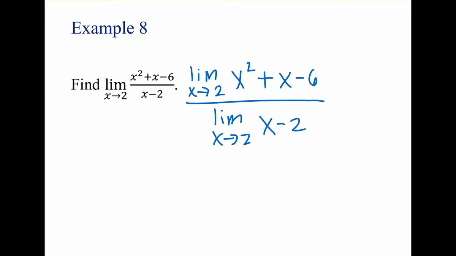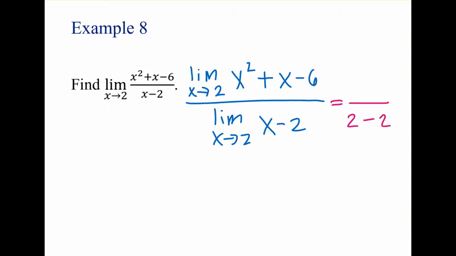Find the limit as x approaches 2 of x squared plus x minus 6 over x minus 2. Like in the previous example, we can use our quotient property of limits. Just like in the previous example, the top is a polynomial and so is the bottom, so that means we can just substitute 2 in for x and we can evaluate the limit that way.